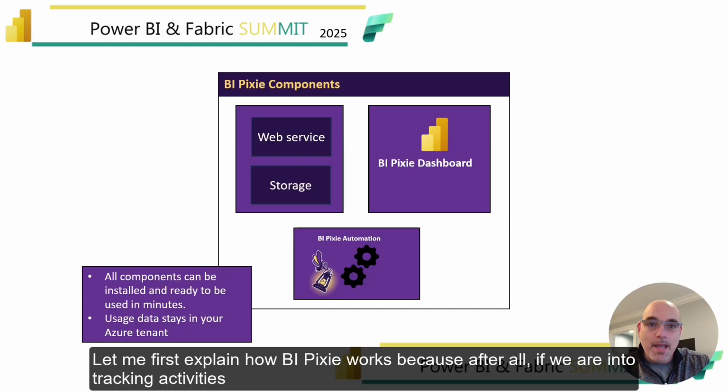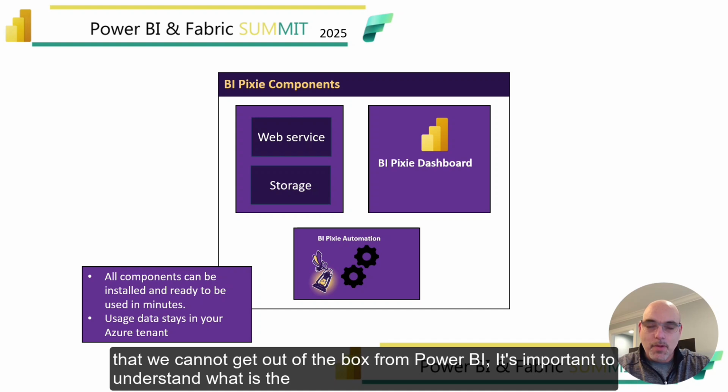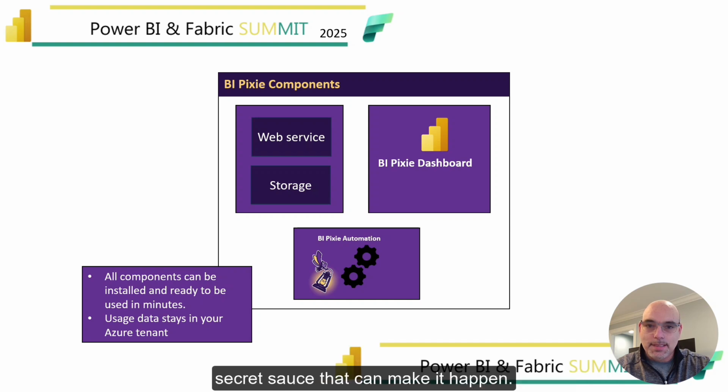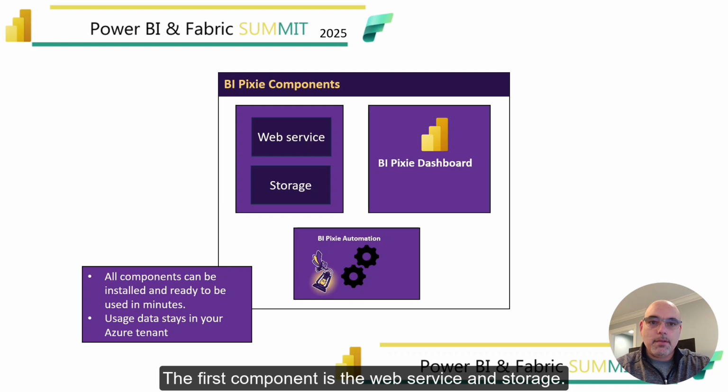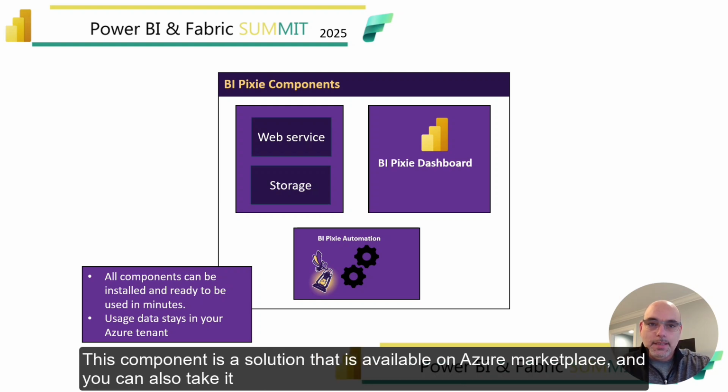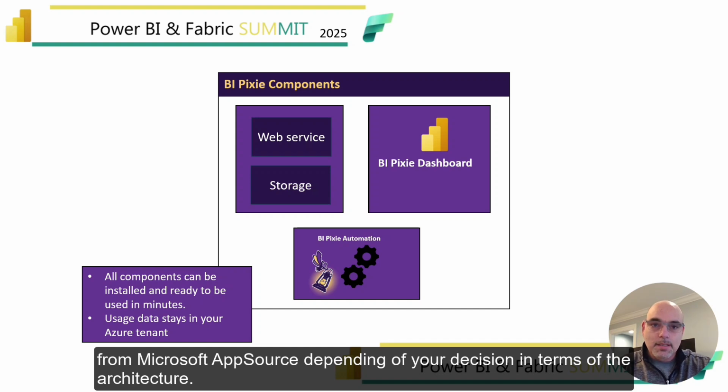Let me first explain how BI Pixie works, because after all, if we are into tracking activities that we cannot get out of the box from Power BI, it's important to understand what is the secret sauce that can make it happen. So BI Pixie is a technology that consists of 3 components that you can deploy on your own Azure tenant. The first component is the web service and storage. This component is a solution that is available on Azure Marketplace, and you can also take it from Microsoft AppSource depending on your decision in terms of the architecture.